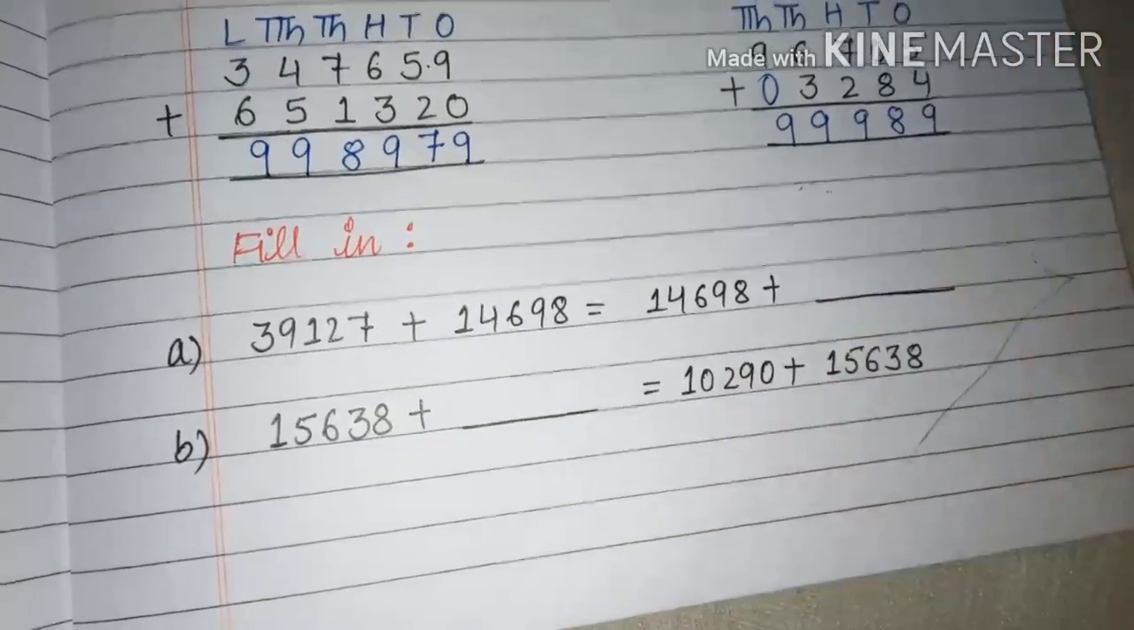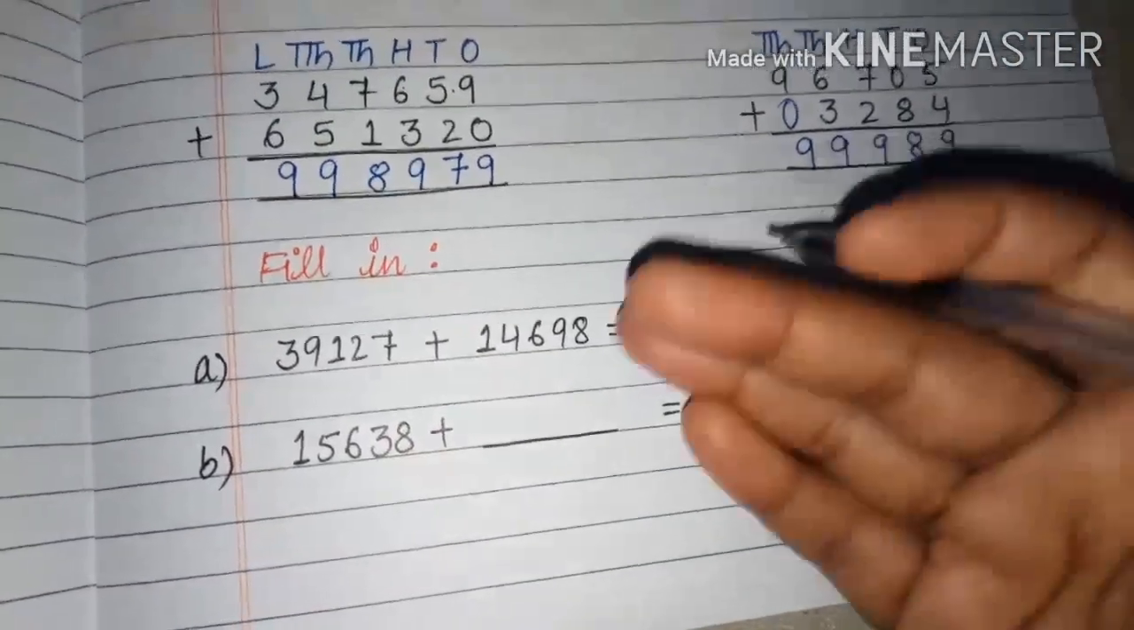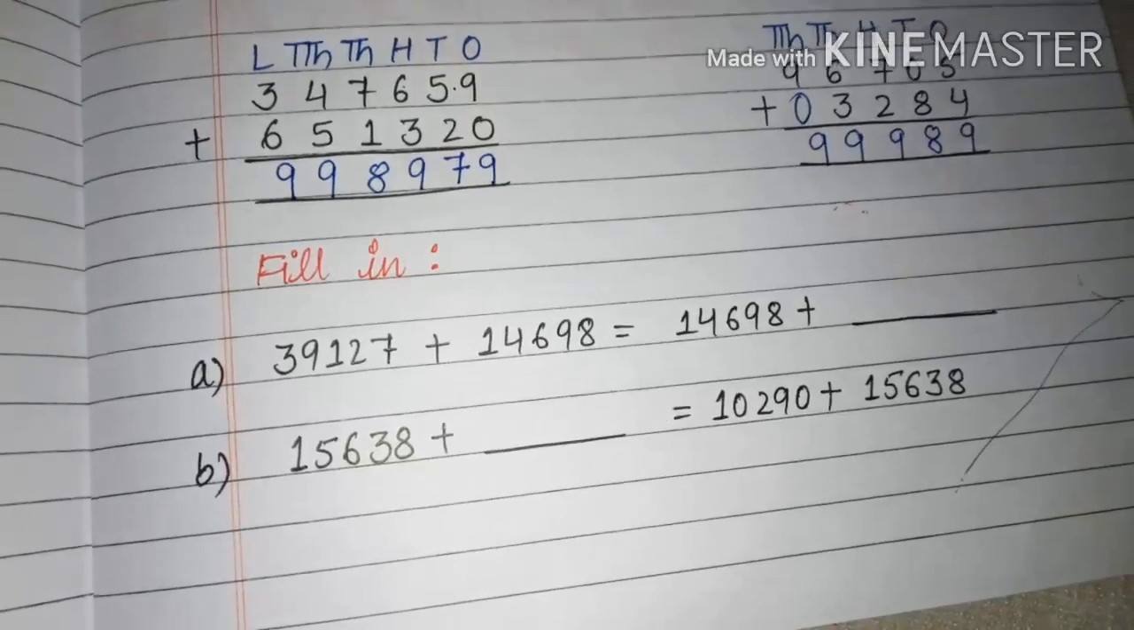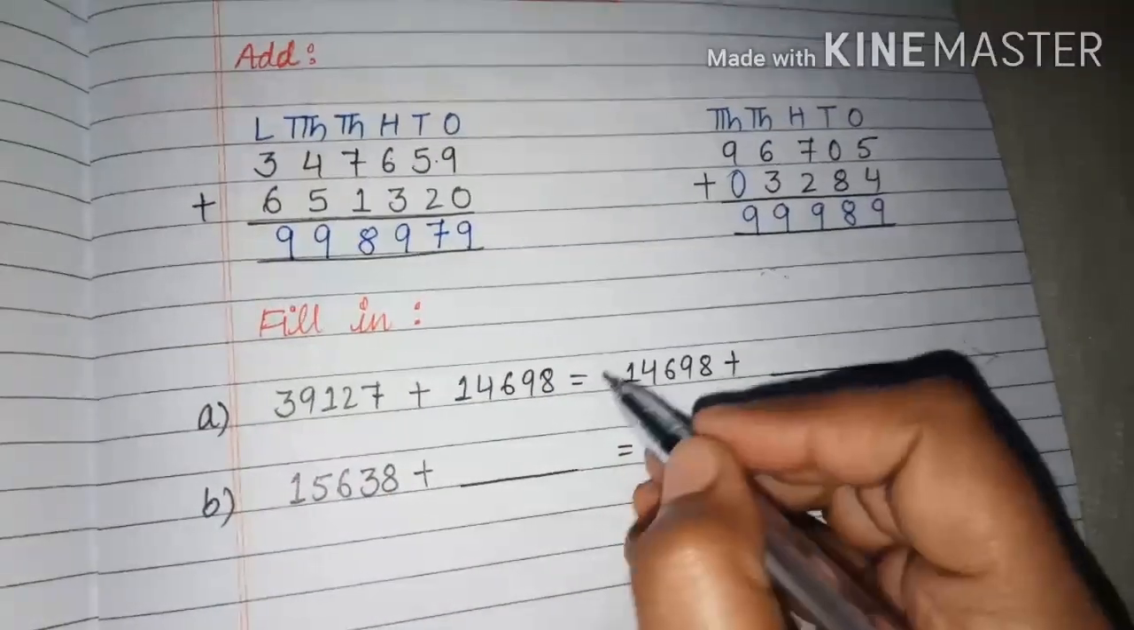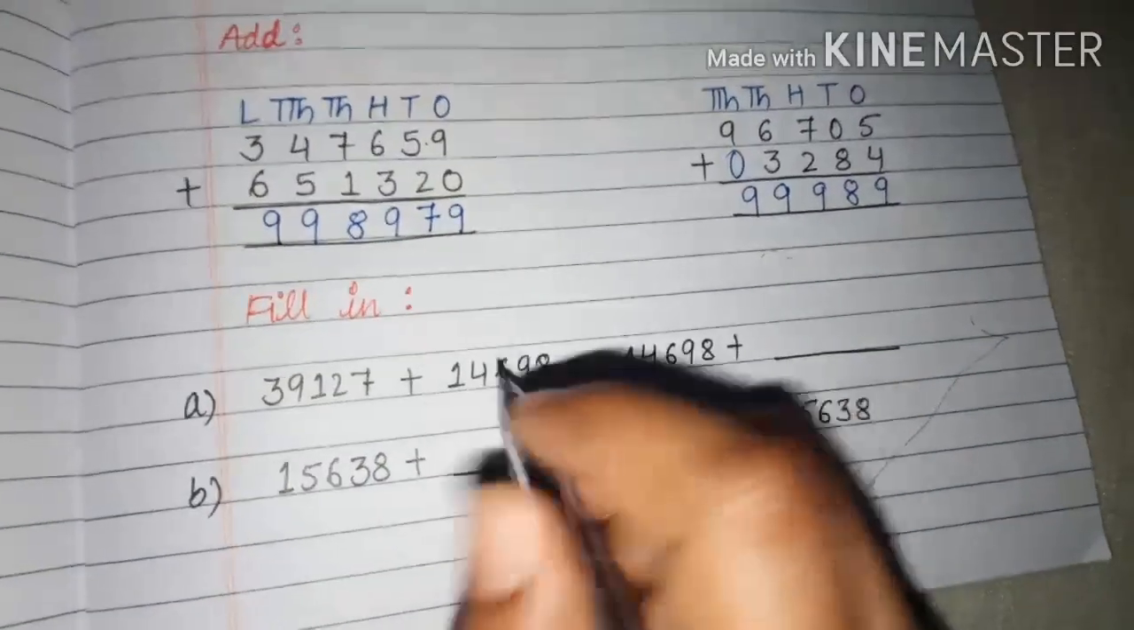Now the second type of question is in the form of fill in. Don't worry about it, because they are the simplest questions in this exercise. You don't have to do anything. What you have to do is, an equals to sign is there.